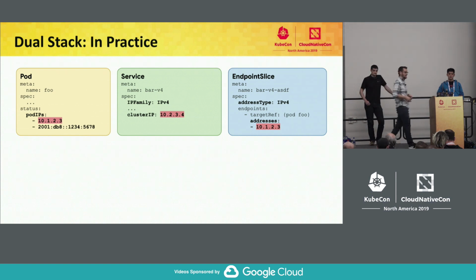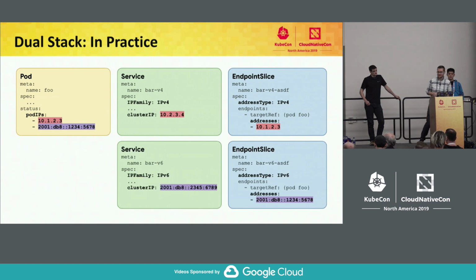Now, similarly, if we want to have an IPv6 service matching the same pod, that's also possible. So we've got a service with an IP family of IPv6, and it's got a v6 cluster IP. And automatically created for us, we have an endpoint slice that pulls the IPv6 address out of the pod, and that represents that endpoint slice. So that's a very high-level overview of how dual stack is going to work inside Kubernetes. And I just used endpoint slices here, but of course the same is true for endpoints.